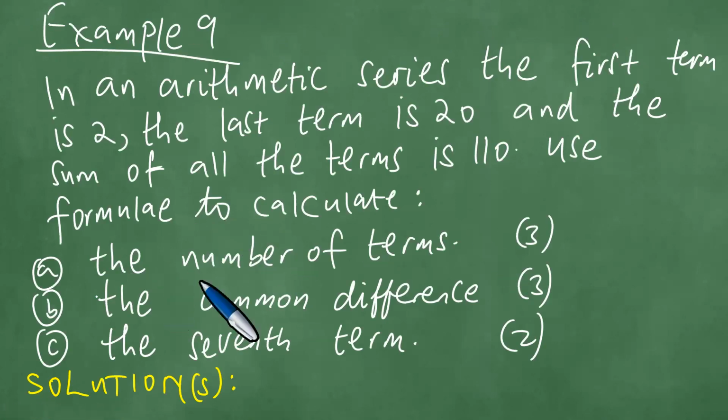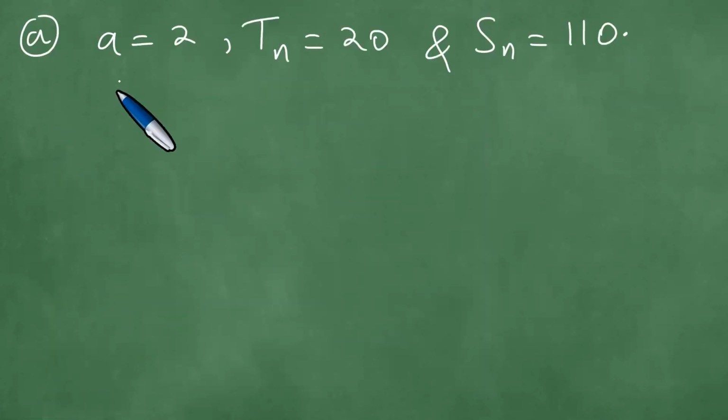Use formulae to calculate the number of terms. So we are looking for the number of terms. How do we then find the number of terms? We have these here, and now we need to solve this problem. The question is, how many terms are we actually dealing with here in this case?